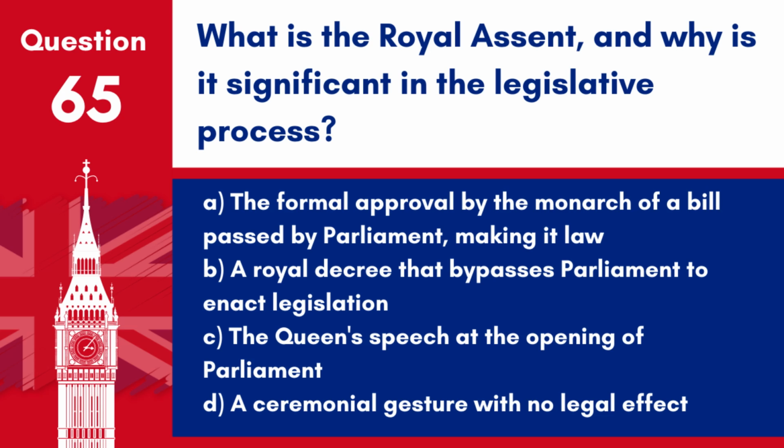A. The formal approval by the monarch of a bill passed by Parliament, making it law. B. A royal decree that bypasses Parliament to enact legislation. C. The Queen's speech at the opening of Parliament. D. A ceremonial gesture with no legal effect. Answer A. The formal approval by the monarch of a bill passed by Parliament, making it law. Royal assent is the final step required for a parliamentary bill to become law in the United Kingdom.